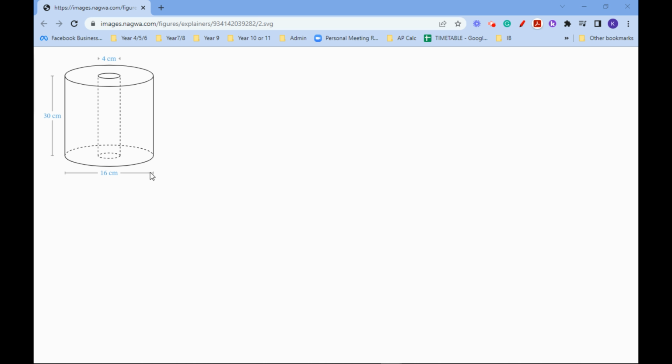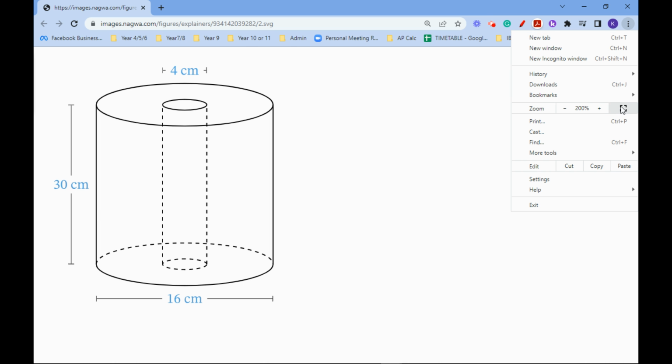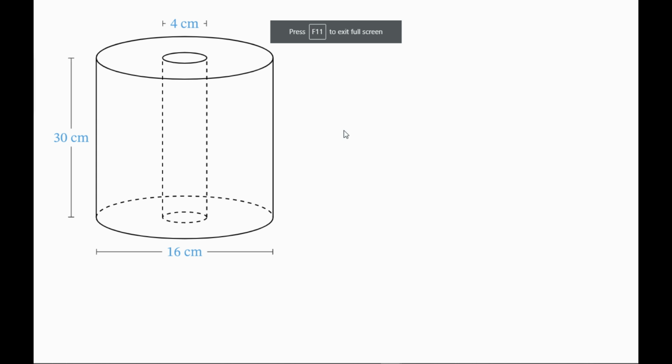For those that didn't get to this question, let's just go through it anyway. In this question here, we are asked to calculate the volume and the surface area. The first thing I'm going to do is calculate the volume. Now, this inside here has been removed. Okay, so that's been removed completely from that. All right, just switch it to full screen. So yeah, that's the question.